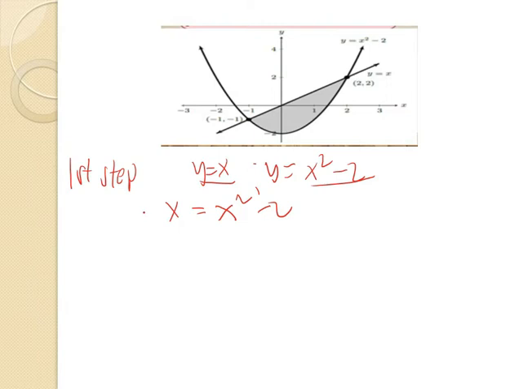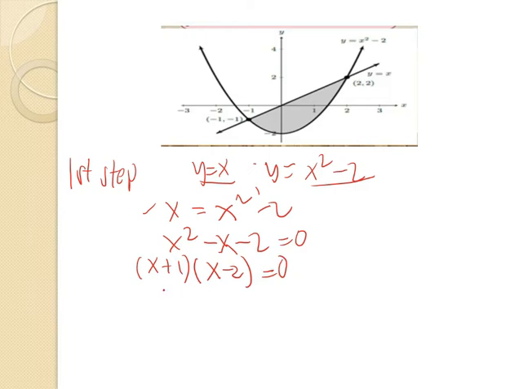And then we equate this to 0 by transferring x to the other side. It becomes x squared minus x minus 2 equals 0. Then we factor this out to get the values of x. This equation is factorable. But if not, you can use completing the square or the quadratic formula. Since this is factorable, x plus 1 multiplied by x minus 2 equals 0. Therefore, the points of intersection are x equals negative 1 and x equals positive 2, which we can see in the graph.